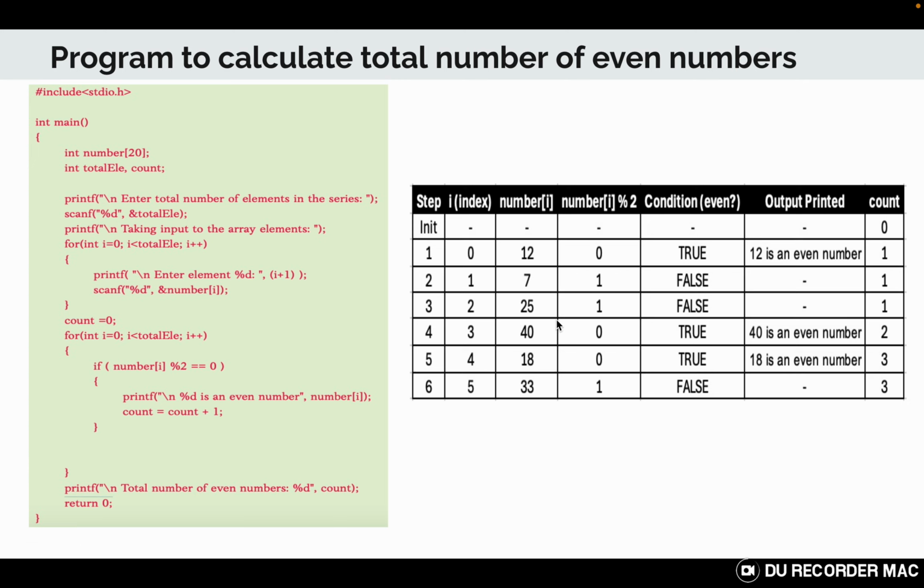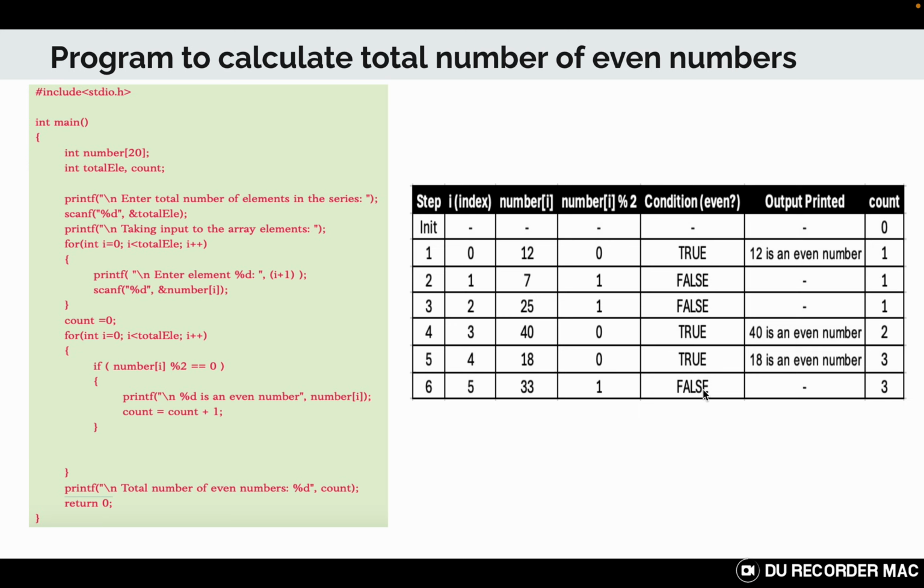In 25 also, the same logic as in our previous example: the condition becomes false and the count variable remains the same. Now in 40, the condition becomes true, and we update count to count plus 1. Earlier the count was 1, then we add another 1, which makes the count 2. Similarly for 18, since 18 is an even number, the condition becomes true, then we add another 1, which means it becomes 3.